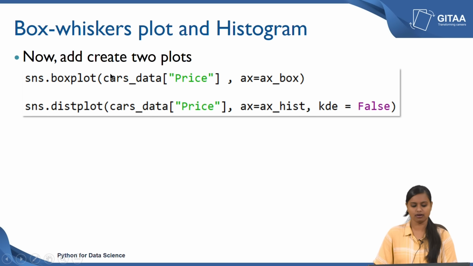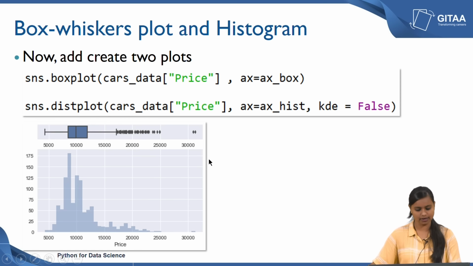Now we can create the 2 plots. The code remains the same, because for creating the box plot you have to use boxplot, and the variable of interest is price, using the axis ax_box. We have also created the histogram using the distplot function, where we have specified the variable as price and also the axis, using ax_hist. We wanted just the histogram and not the kernel density estimate, so that is why we have set kde equal to false. Let us see how the output will look.